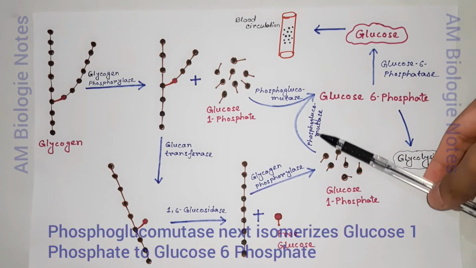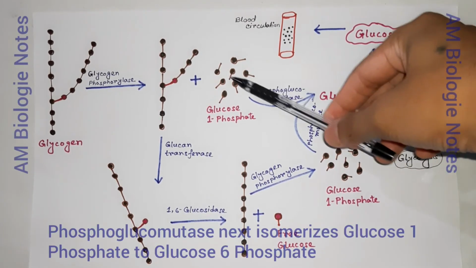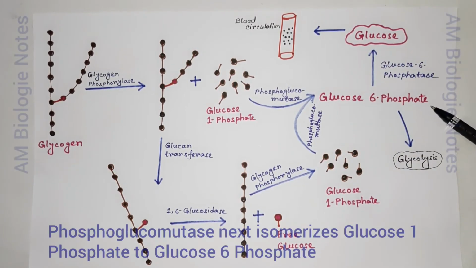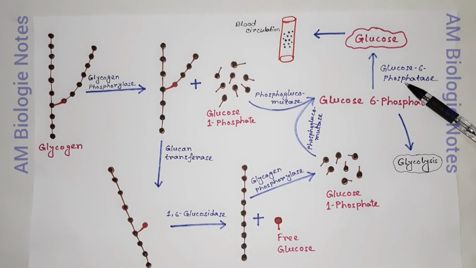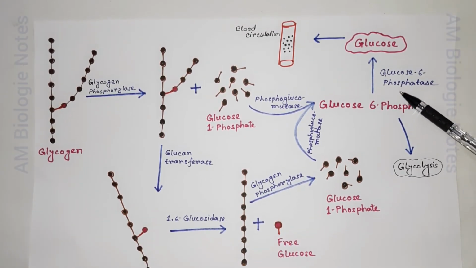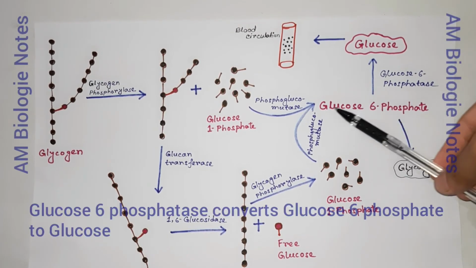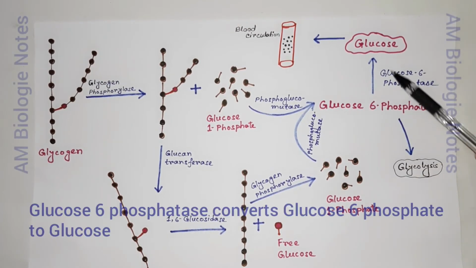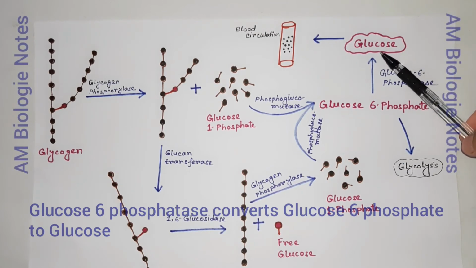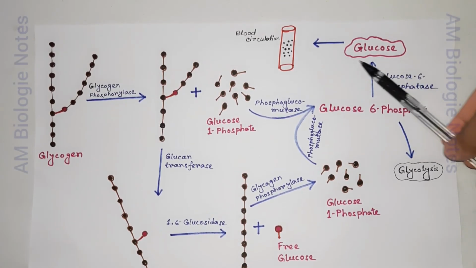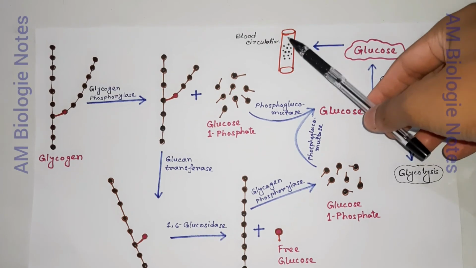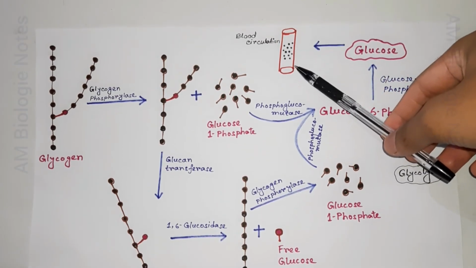Phosphoglucomutase next isomerizes glucose 1-phosphate to glucose 6-phosphate. In liver and in kidney, the cell membrane enzyme known as glucose 6-phosphatase hydrolyzes glucose 6-phosphate into glucose and inorganic phosphate. Then the glucose is released into the blood circulation.